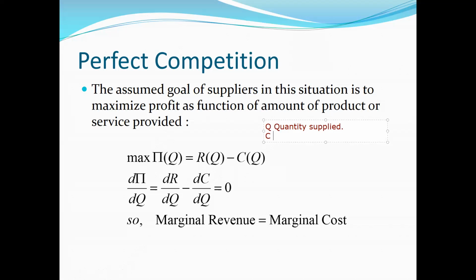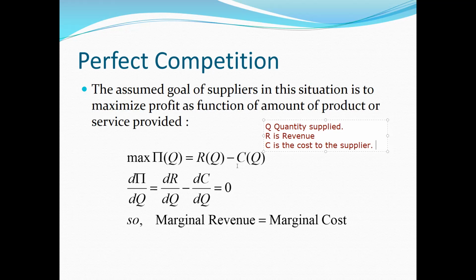And my R is revenue, and obviously revenue is a function of how much quantity you are going to supply. And then C is the cost to the supplier, and cost could also be a function of Q. So both R and C are functions of quantity supplied. So your profit equation is the revenue minus the cost, R minus C, and R and C are both functions of Q.